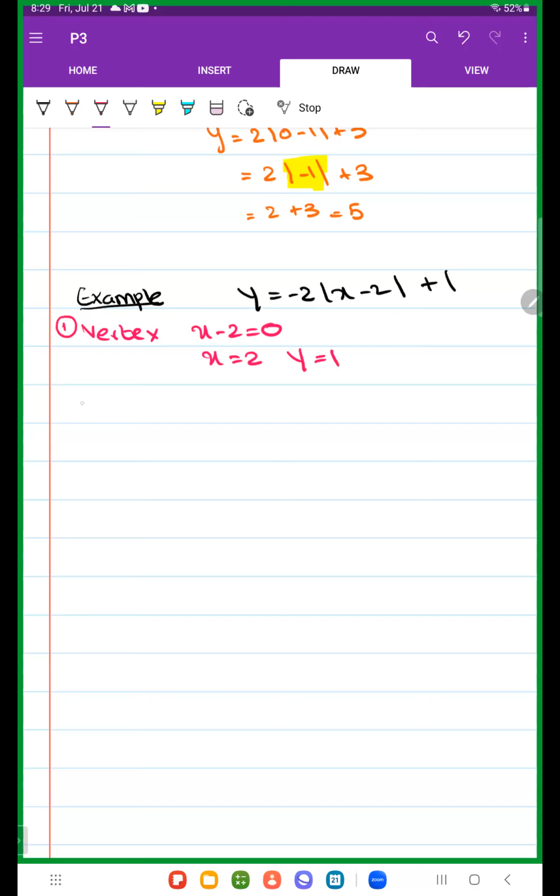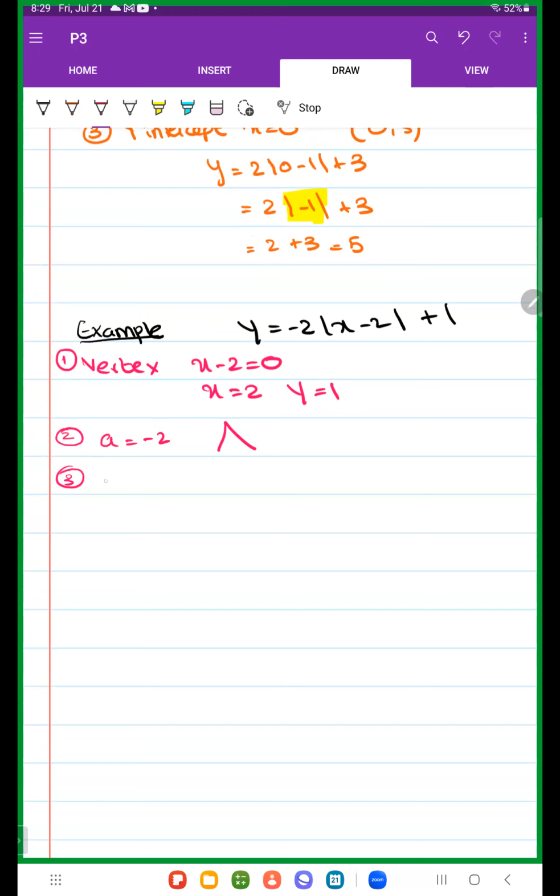What's the next thing we require? A, which is minus 2. So my shape would be downwards. And thirdly, what do we require? The y-intercept. How do we calculate that? You put in x as 0. So y is equal to minus 2, 0 minus 2 plus 1. Can you tell me the value of y? Minus 3. Perfect. Can I draw the graph now?